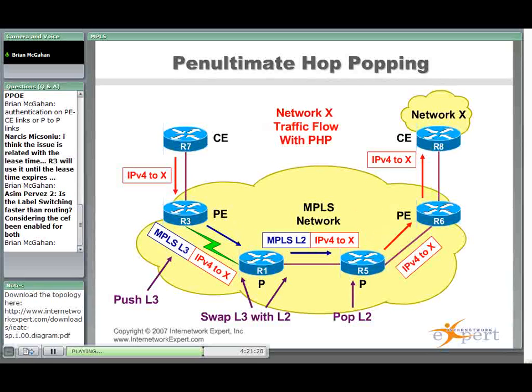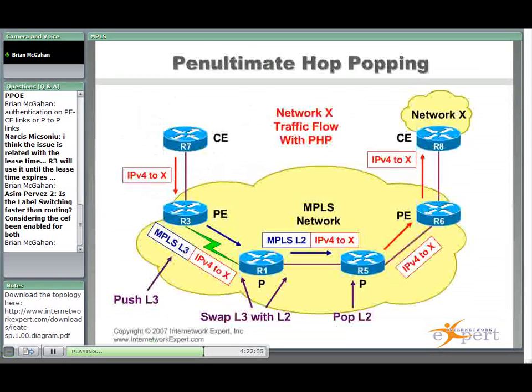Now when we actually go and send the traffic throughout the network, router 3 is going to receive traffic from router 7. It is going to impose or push label 3 onto it. It's forwarded out to router 1. Router 1 is going to swap label 3 with label 2. It goes over to router 5, and when router 5 does a lookup, it sees that it is going out to router 6 via implicit null. So it is going to pop the top label, which is label 2, and it's going to send the unlabeled packet on to router 6.